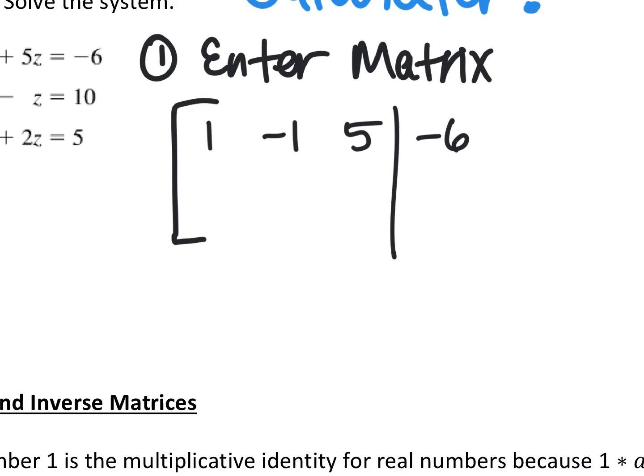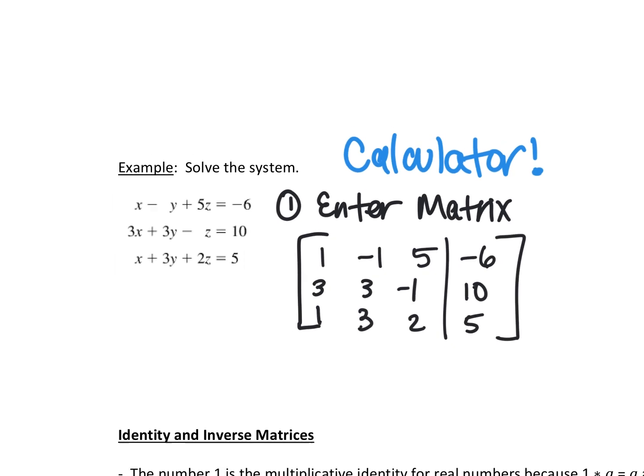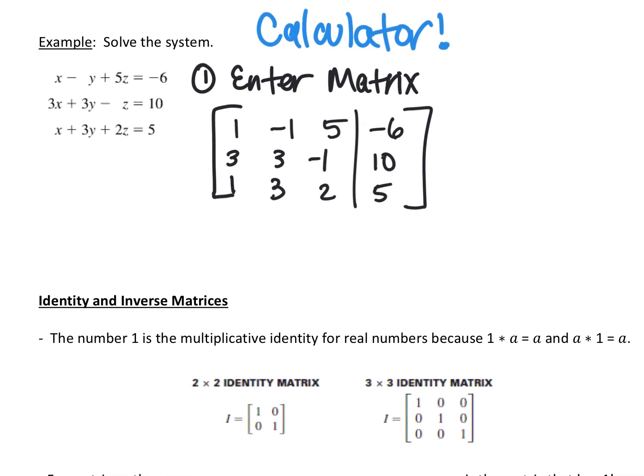Okay, so we're entering our matrix. Now we'll pull from the second equation: 3, 3, -1, 10. Third equation would be 1, 3, 2, 5. At this point, I just need you to type it in, okay? Obviously that varies based on a TI or a Casio, but go ahead and in your calculator, type it in under matrix. So you are going to type it in as a 3 by 4.